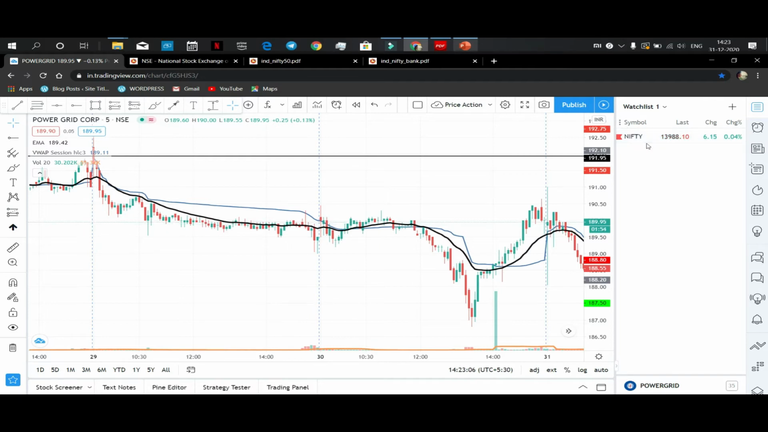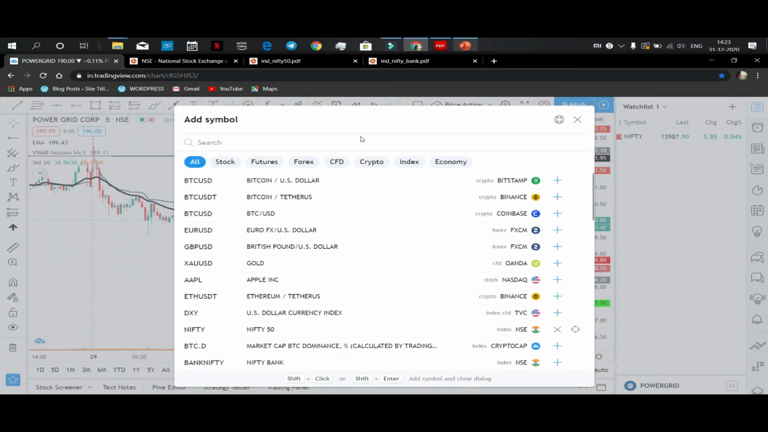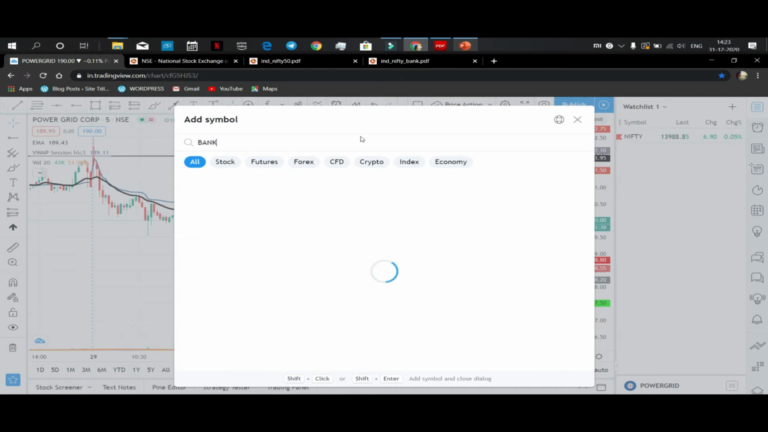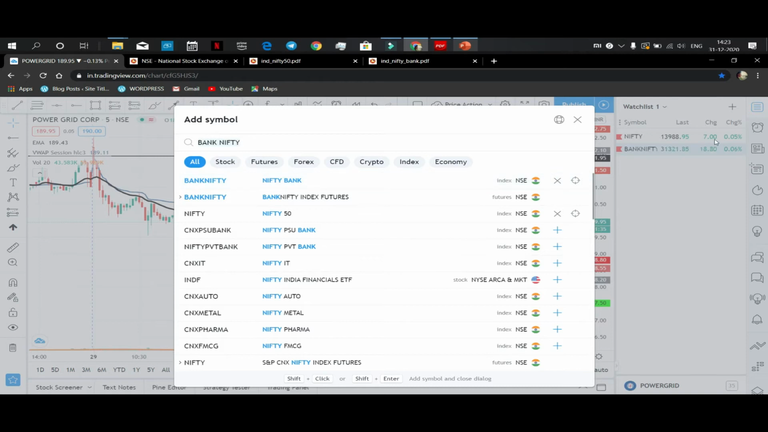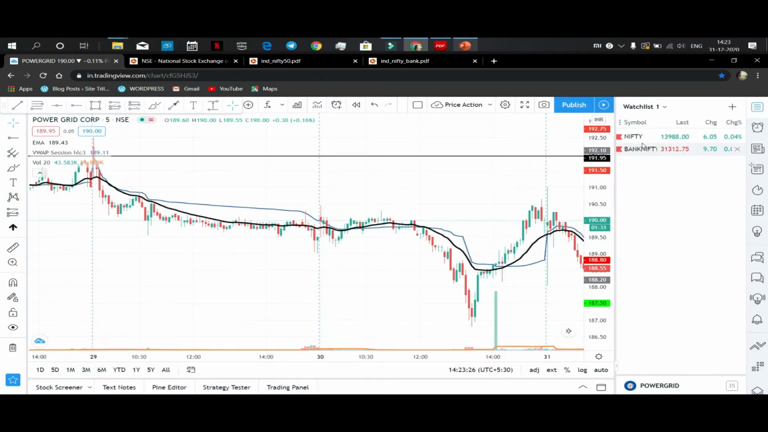Now if you live in France or Germany, you could use CAC or DAX. If you live in the United States, you could use SPY or Dow Jones Industrial Average or something like that. The next one is Bank Nifty. Now Bank Nifty is also a very popular index in India. So once you add Nifty and Bank Nifty, what you have to do is just highlight those two.